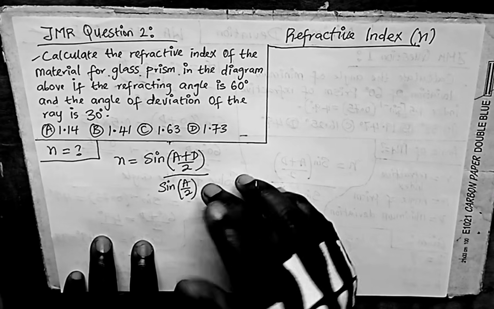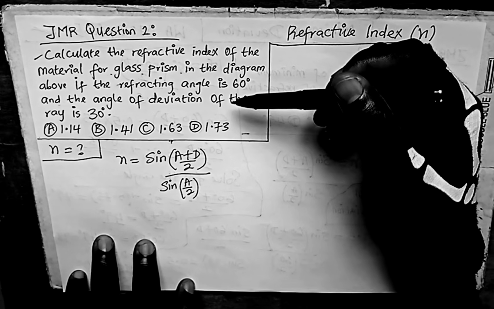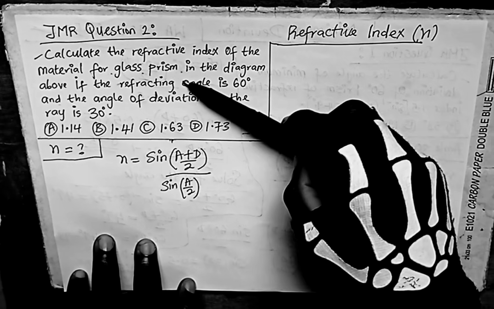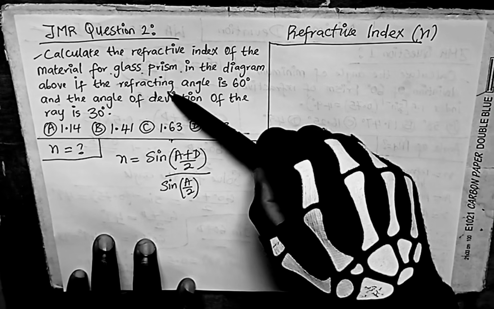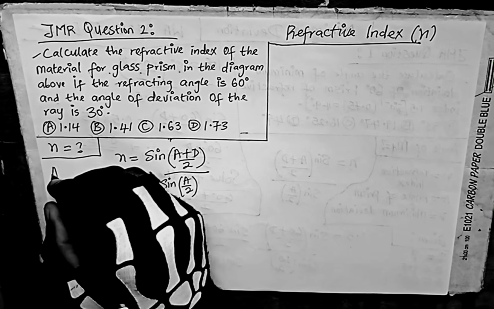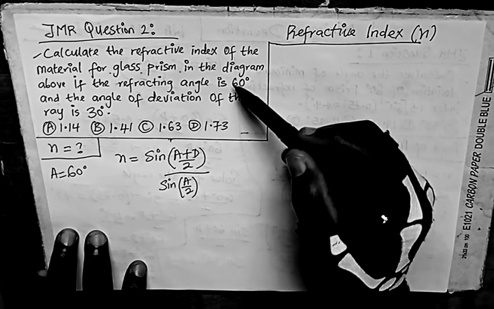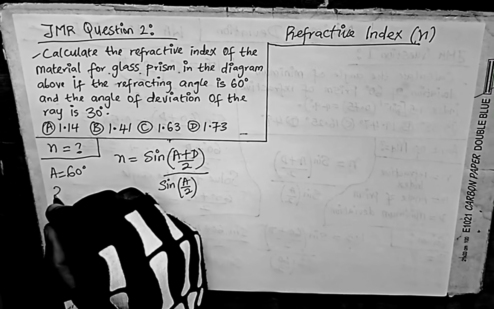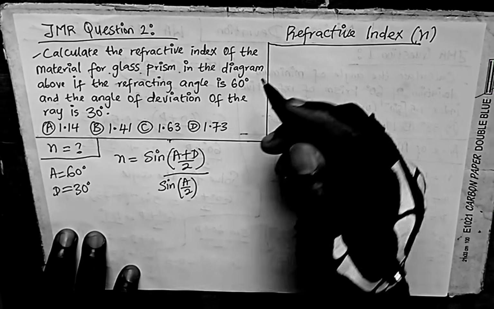So what do we do? Let us look at what they give us to solve. They say the refractive index of the material for the glass prism in the diagram above, if the refracting angle, this is the angle A. So they give us angle A equal to 60 degrees, and the angle of deviation of the ray is 30 degrees. That is D, the angle of deviation, equal to 30 degrees. Which other thing do they give us?